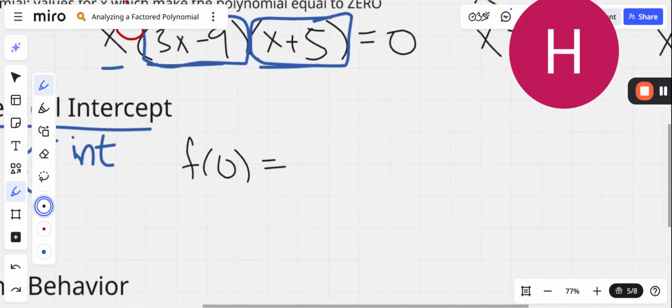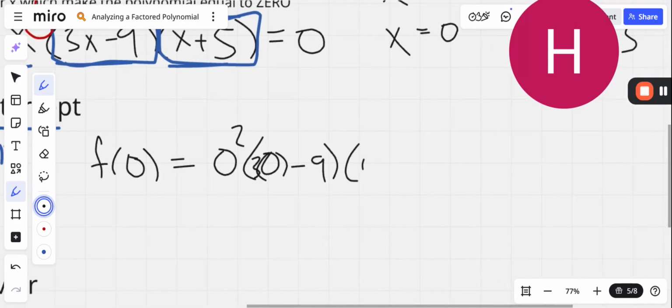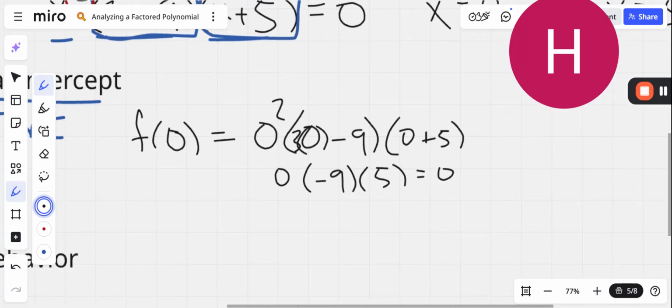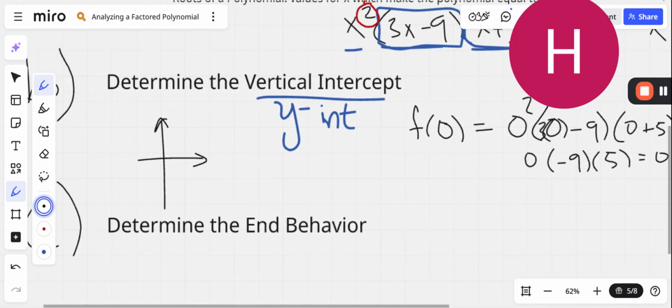So let's plug in 0, and since we know that 0 is one of the roots, we don't even really have to do any work. We know that that's going to be equal to 0. If you want to plug it in, go for it. 3 times 0 minus 9, and 0 plus 5 doesn't really matter because we have 0 times negative 9 times 5. Anything times 0 is just going to 0 out, so we already know that it's going to equal 0. That means that this graph crosses this point, 0, 0. It's pretty useful. It'll help us out.